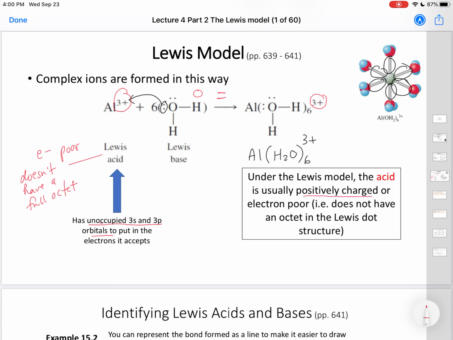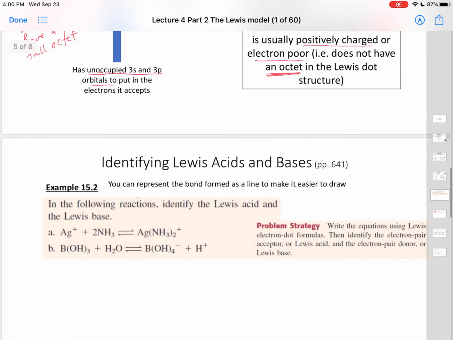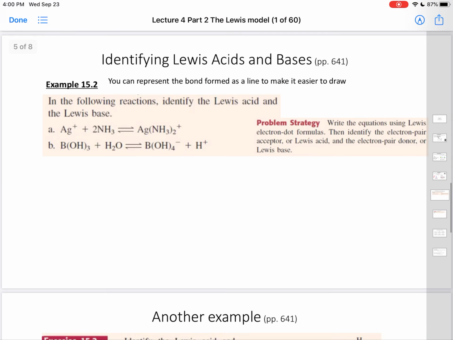So again, under the Lewis model, the acid is usually positively charged. So in this case, aluminum is positively charged, or electron poor, or both. Or it doesn't have an octet. Electron poor meaning it doesn't have an octet, okay? So let's try and identify some Lewis acids and Lewis bases using this model. And again, you can represent the bond that is formed as a line to make it easier to draw.